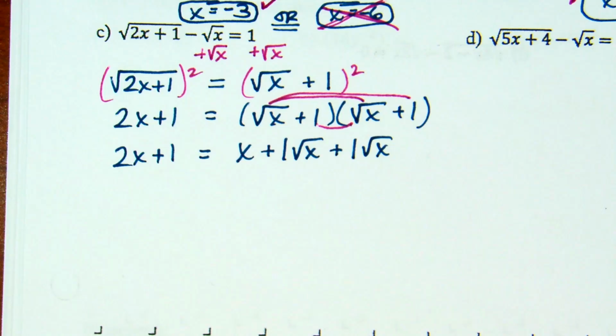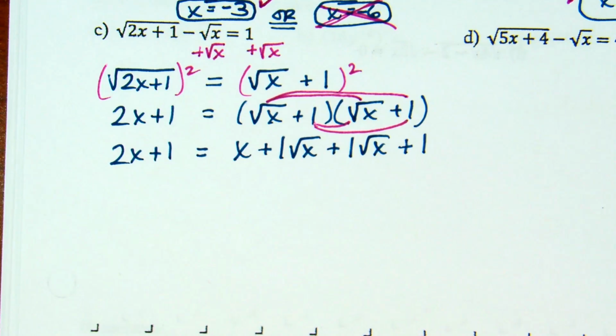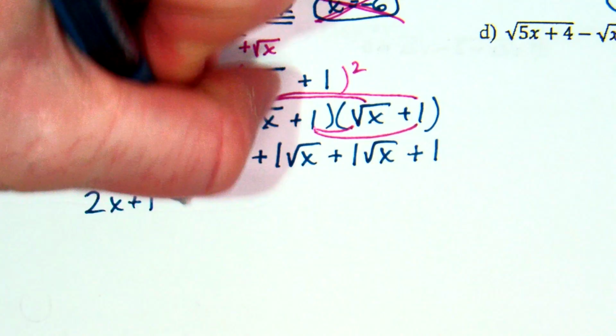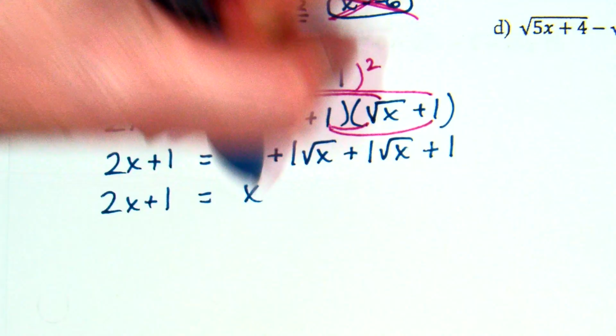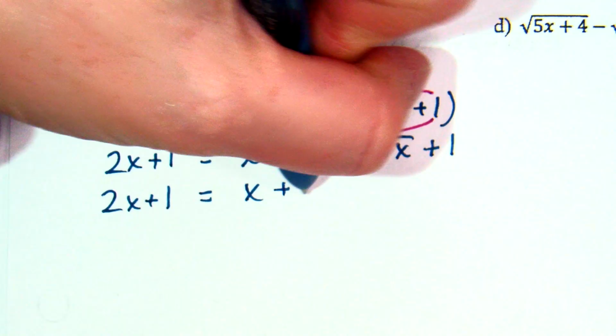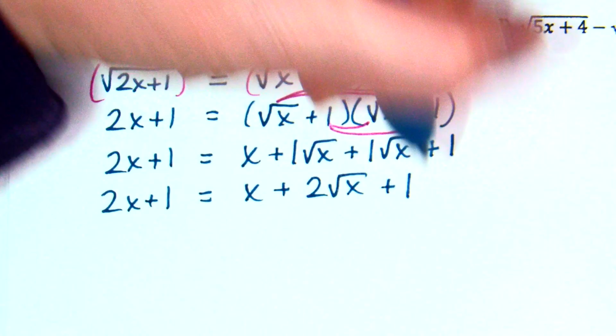My left is still 2x plus 1. On the right, x is x. What's 1 square root of x plus 1 square root of x? 2 square root of x, which is part of the reason I put the 1's out front. And then we still have a plus 1. Okay, guys, what's the problem? I don't want to set it equal to 0 yet, because I still have what? A radical.